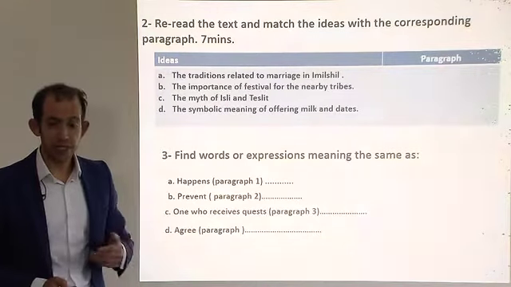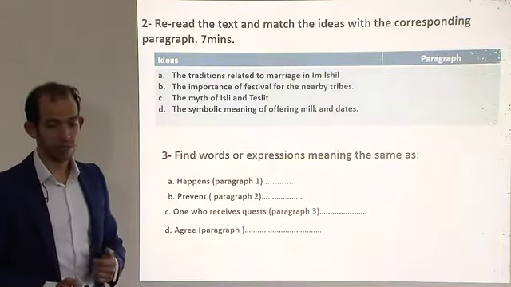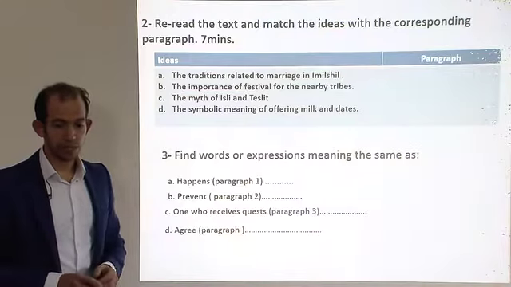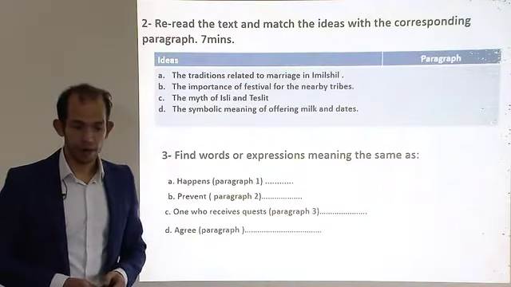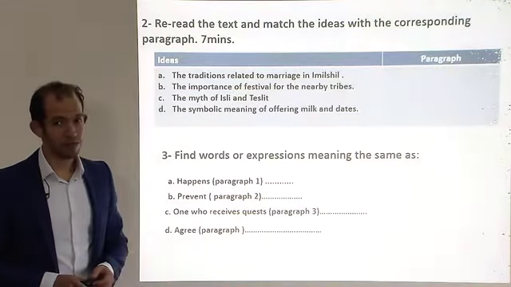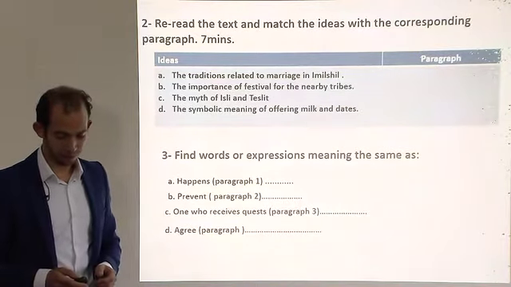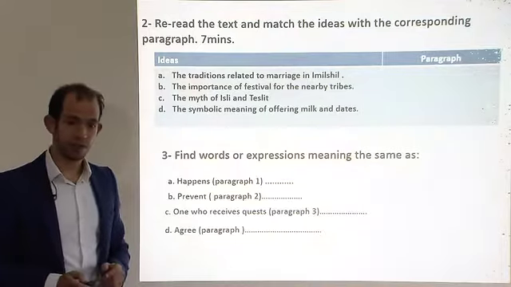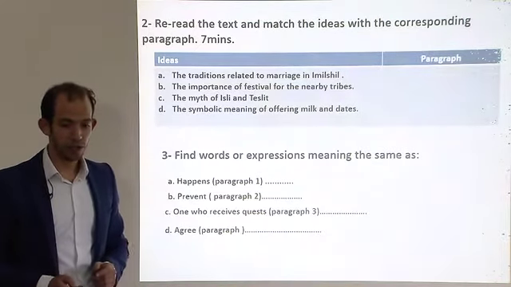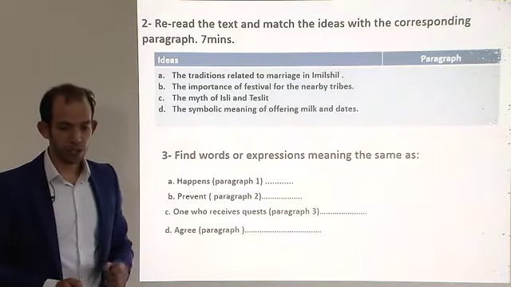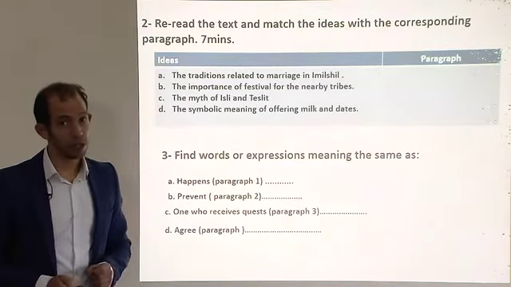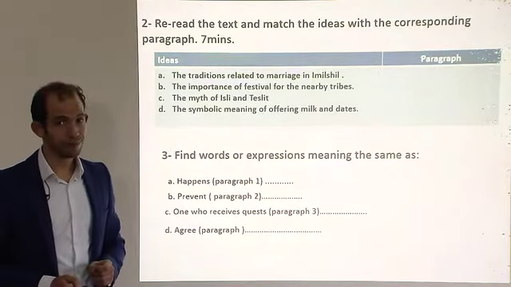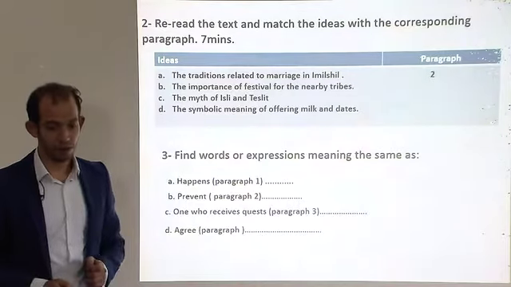So reread the text for a 2nd time and match the ideas with the corresponding paragraphs. I give you 7 more minutes to do the task. So I suggest that you have done the exercises I told you to do. So the traditions related to marriage in Immilchil, in which paragraph? It is in paragraph number 2.